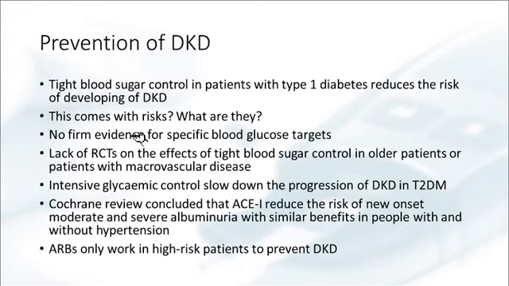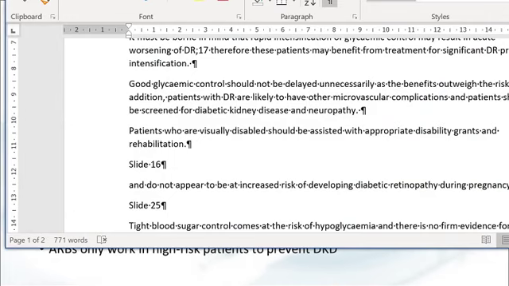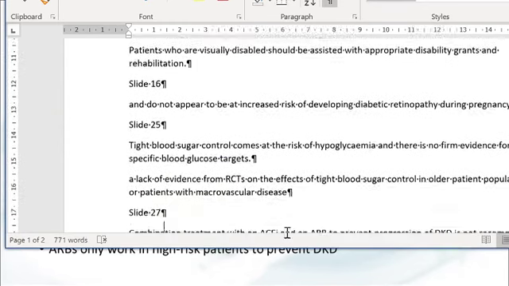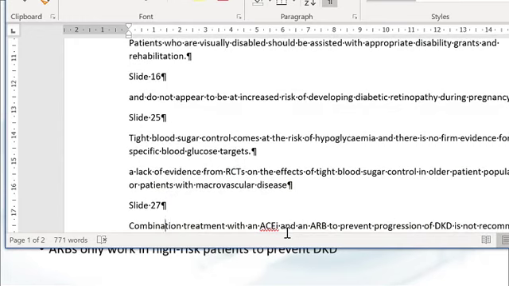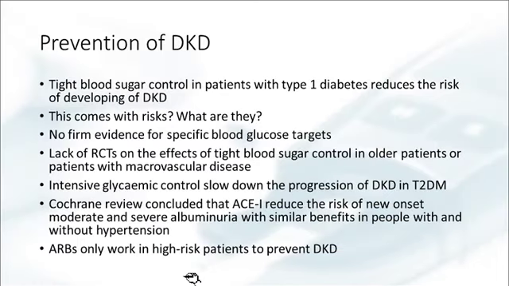So how do we prevent DKD? Well, prevention of DKD is primarily through tight glycemic control. The problem with tight glycemic control, as I am sure you are all well aware, is that there is an increased risk of hypoglycemia, and unfortunately there is a lack of evidence for tight glycemic control, particularly in the elderly populations, and whether or not this tight glycemic control will actually help prevent microvascular complications or macrovascular complications as well.